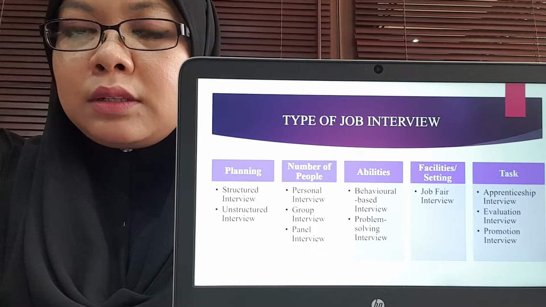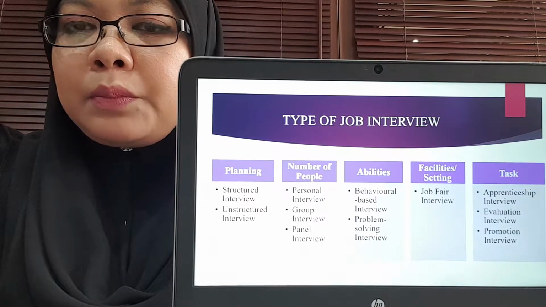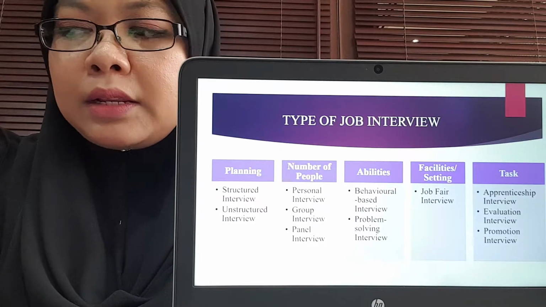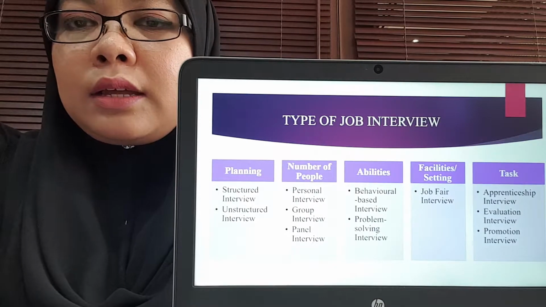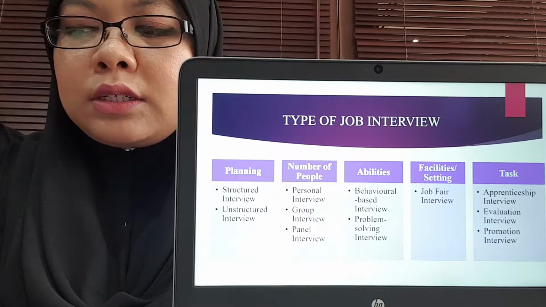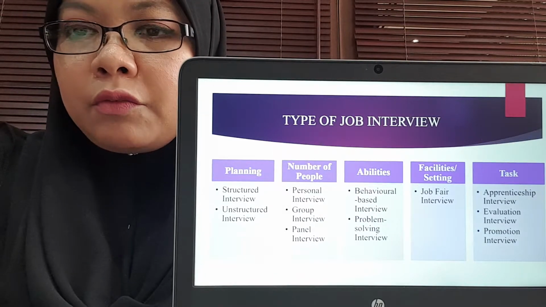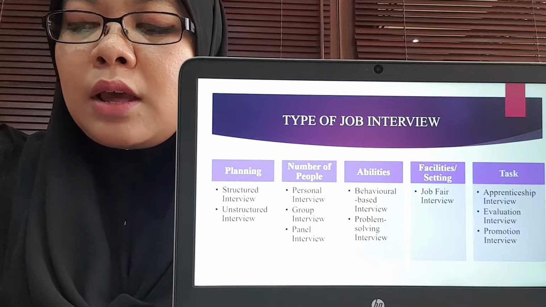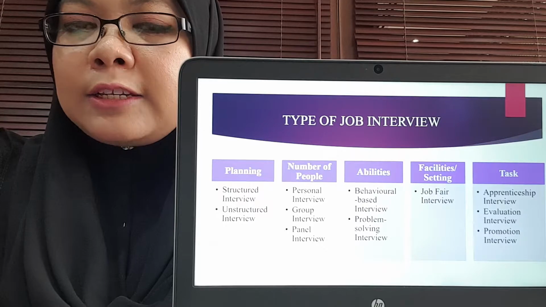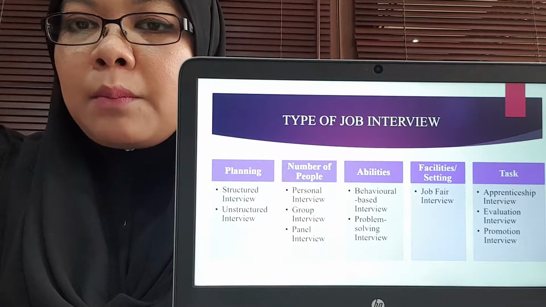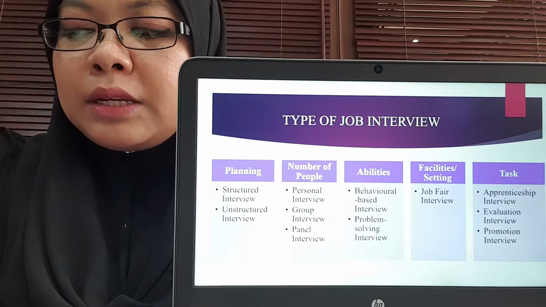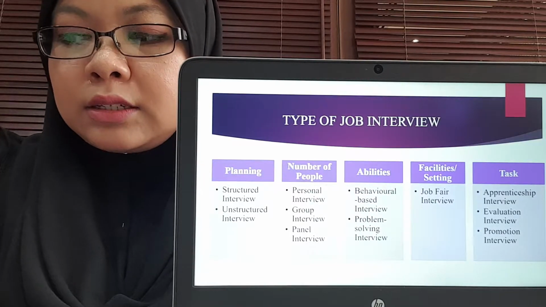The best performance will be hired. As for panel interview, it consists of senior level officers as panel interview. And the abilities type of interview consists of behavioral and problem solving interview, whereas behavioral is regarding past work experience to predict the candidate's future performance, whereas problem solving interview is more concerned on problem solving capabilities, which is the analytical skills.